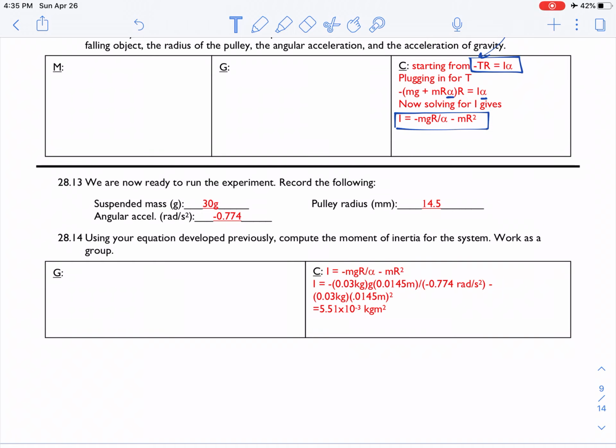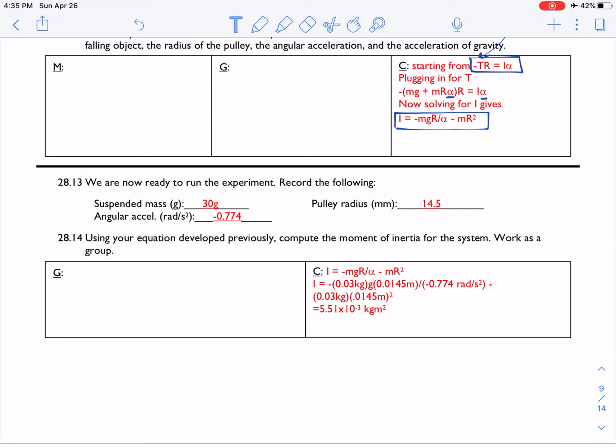Okay, now we're on step 28.13, and we're kind of ready to run the experiment. Unfortunately, we are not able to do the experiment, but we're going to learn how to manipulate this equation.